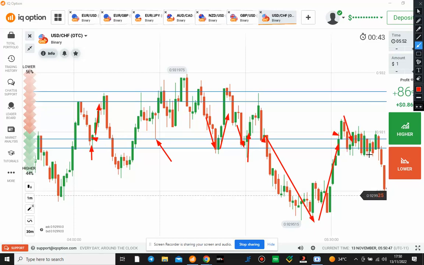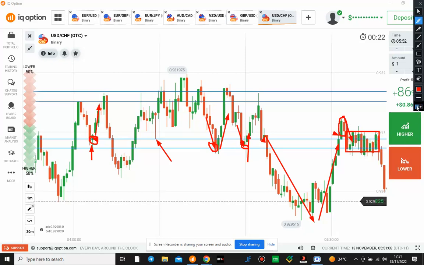Then at this area we now have consolidation. We have consolidation from that same level. Because this is a support, a support, a support, here we have a false breakout, and here we have a consolidation. So the market decided to go down.